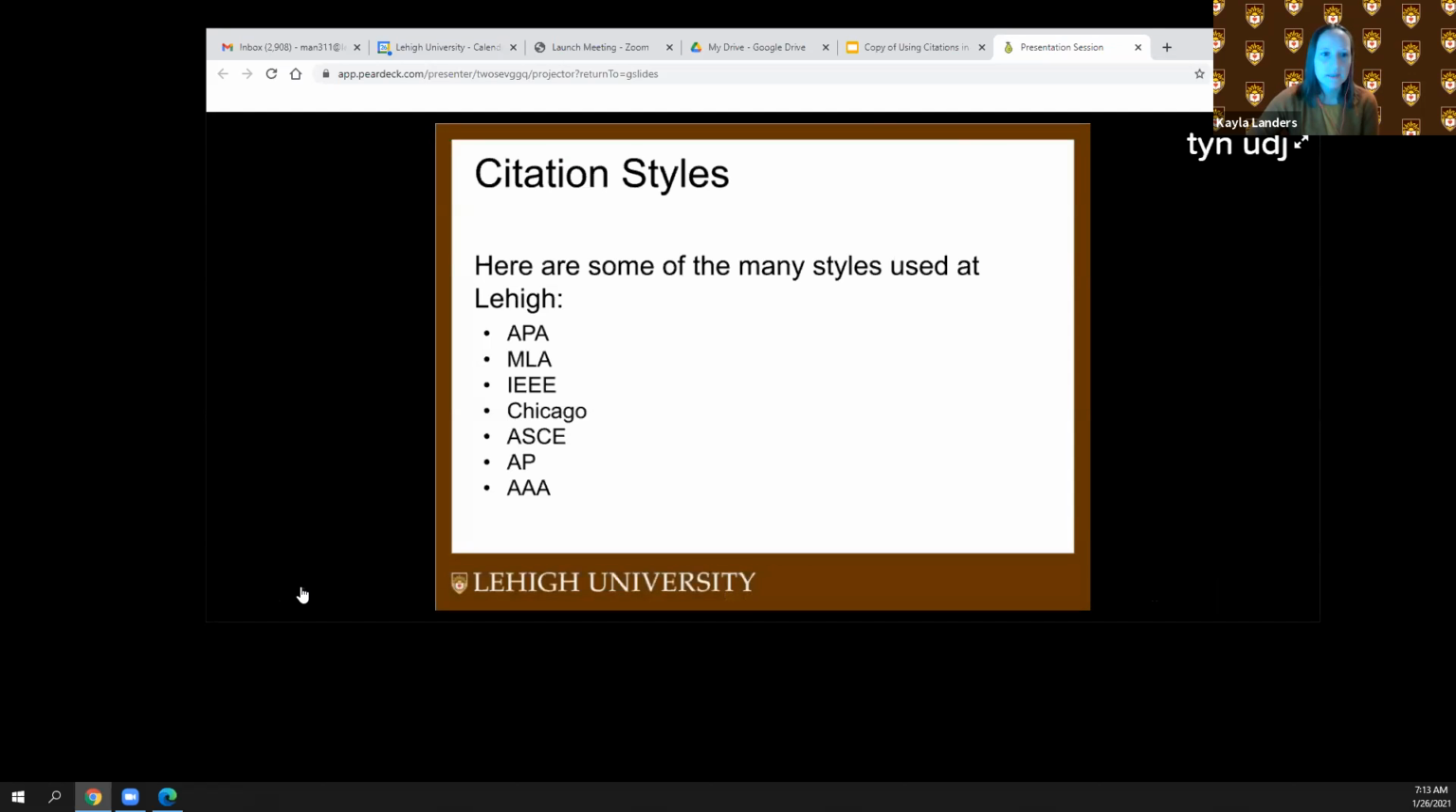So again, you named APA, MLA, and Chicago, but there are also a few others, and there are even more than this as well. And so you might say, well, why are there so many different citation styles? Is anybody familiar, maybe between MLA and APA? Why do we have these different citation styles? Does anybody know?